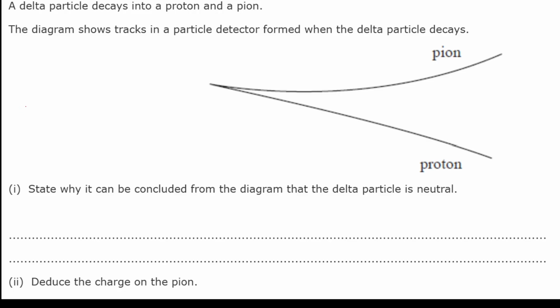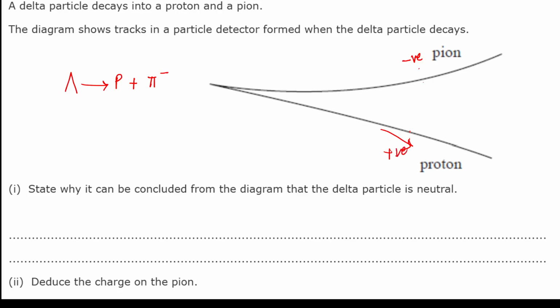Right, let's do this one. A delta particle, so delta is written like this, decays into a proton plus a pion. Alright, so this one has to be a negative pion. The reason is my proton is positively charged and they both are going in opposite directions. So if this is positive, this is negative.